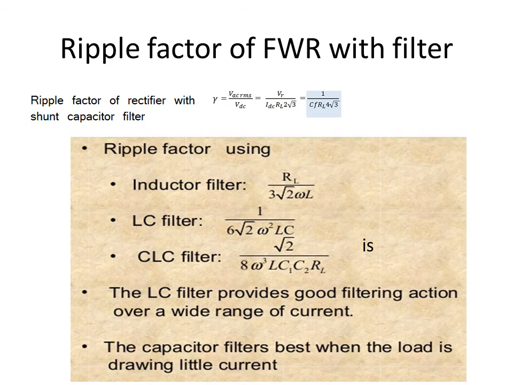Now I have given some equations also. When a filter is connected to the output of a rectifier, your ripple factor will be different. So the ripple factor can be redefined in these ways. You just go through these equations. All the equations for the new ripple factor are given in this slide for the inductor filter, for the LC filter, for the CLC, which is the pi filter, and also for the shunt capacitor filter. So that's all.